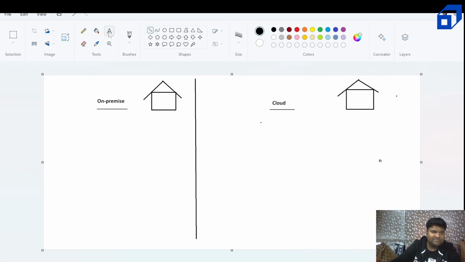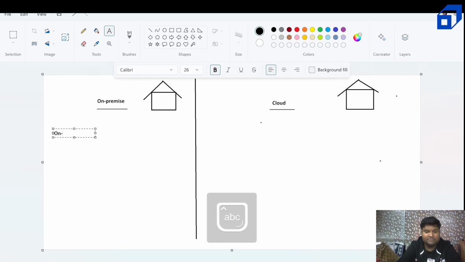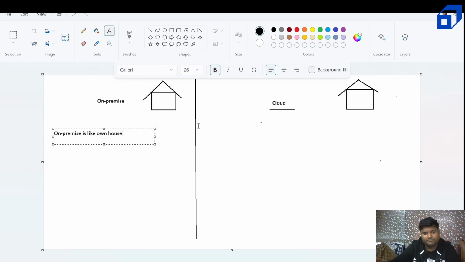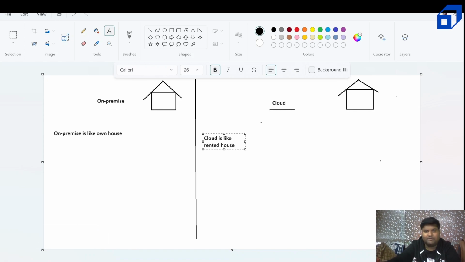So I will explain this concept in very layman language. On-premise is like an own house. Cloud is like a rented house. Okay, point number one is clear. I'll explain again in depth.